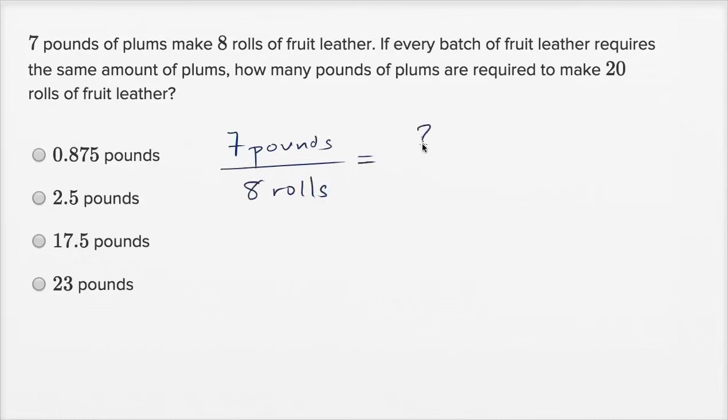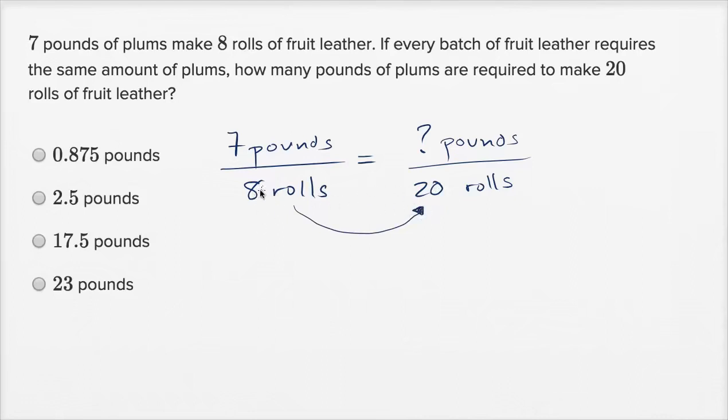Now we need to think about how many pounds of plums we're going to need to make 20 rolls of fruit leather. Well, let's see. What have we done to go from 8 rolls to 20 rolls? How much larger is 20 than 8?